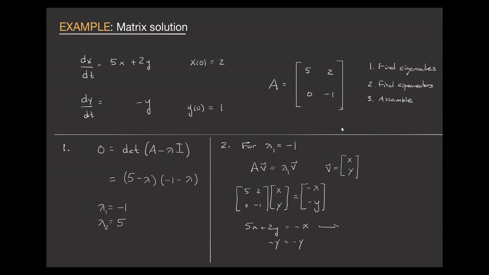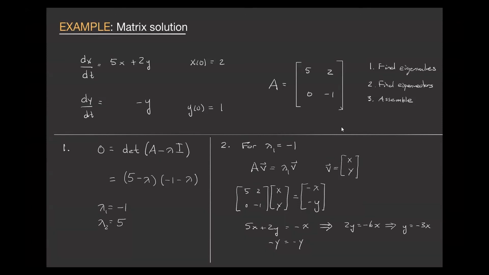So we now take this and we say, it follows from this that 2y is equal to -6x. Said another way, y is equal to -3x.